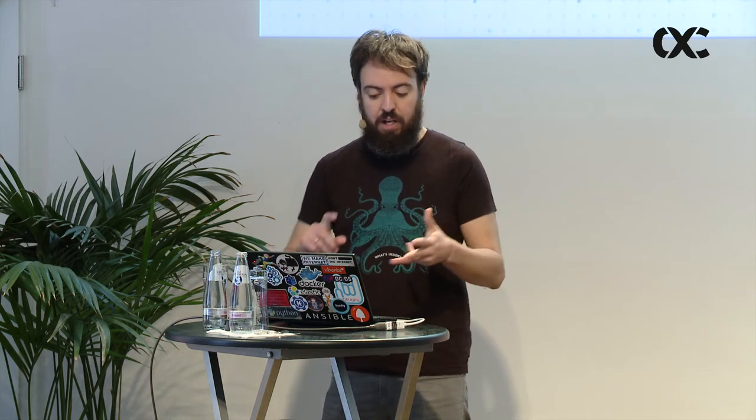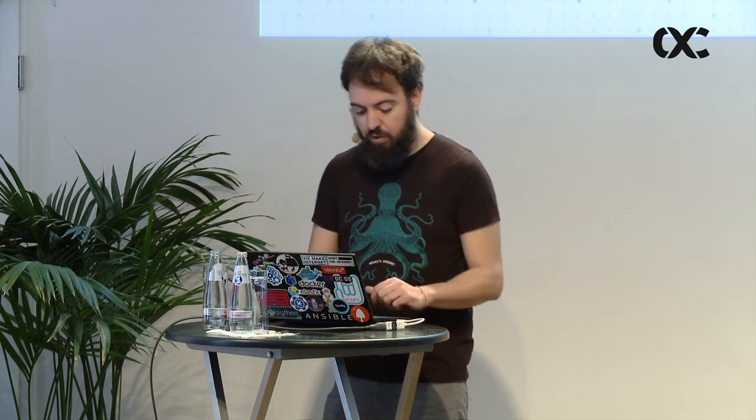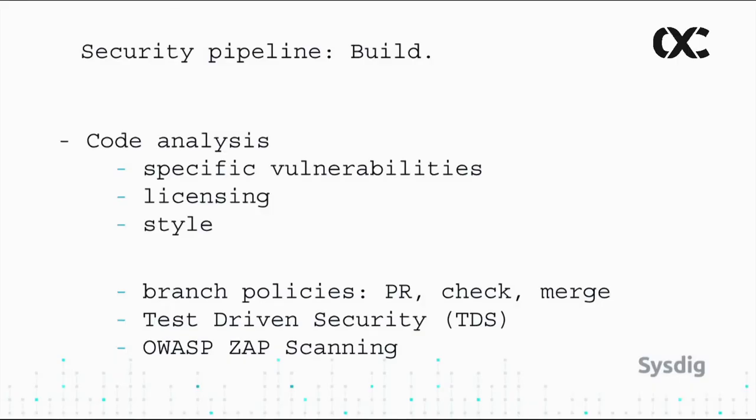So I have identified three areas where we can implement security across your pipeline: at build time, at shipment, and then on runtime. And I'll focus more on the last one, but I want to cover the three of them. When doing build, this shouldn't be very different from non-containerized applications. We can do code analysis, looking for specific vulnerabilities in our code. We can look for licensing issues if you are a big organization. We can even look for styling non-compliance. This is typically implemented as hooks in your Git or in your software repository.